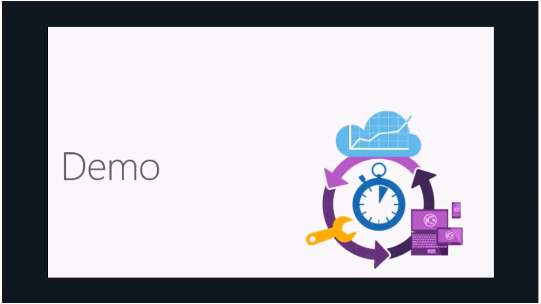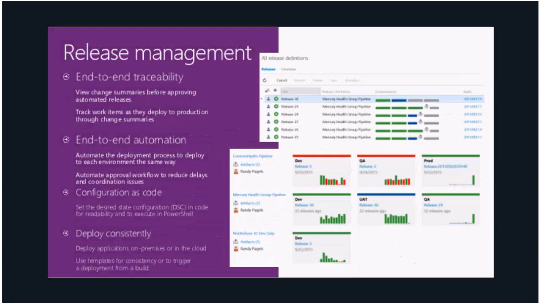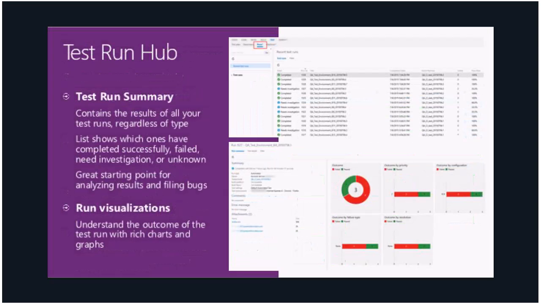Right, so what you've seen is the idea that we can take a manual test, convert it or record an automation test, and use the build system to go ahead and build, compile our code, cross-platform, and run some basic unit tests. Then we can use our release management system for this end-to-end traceability across the different environments, along the way running automation tests, UI automation as well as even load tests if we wanted to. And then looking at our test hub, we can summarize all the different aggregations of our tests, whether they're manual, automated, or even load.